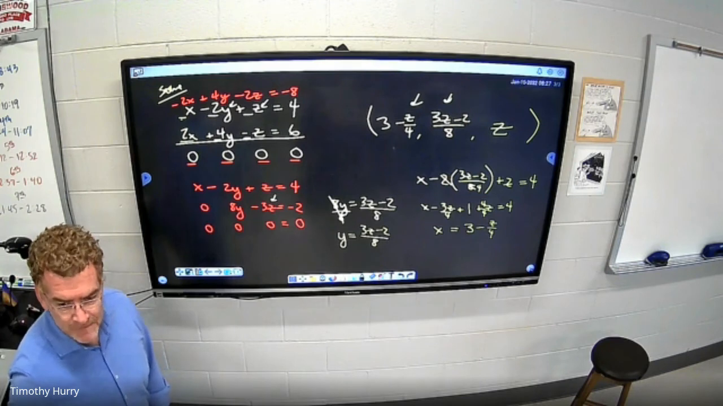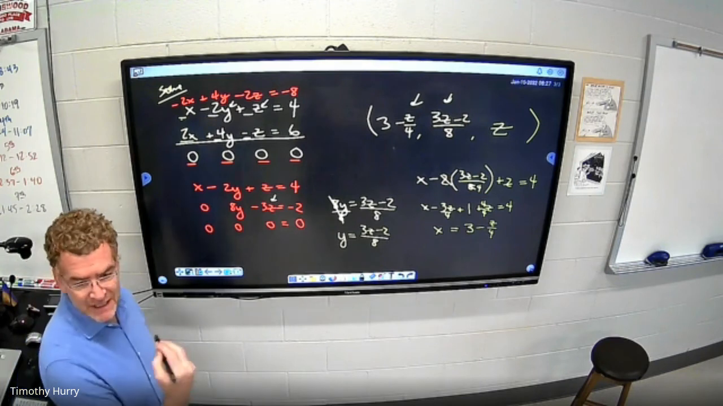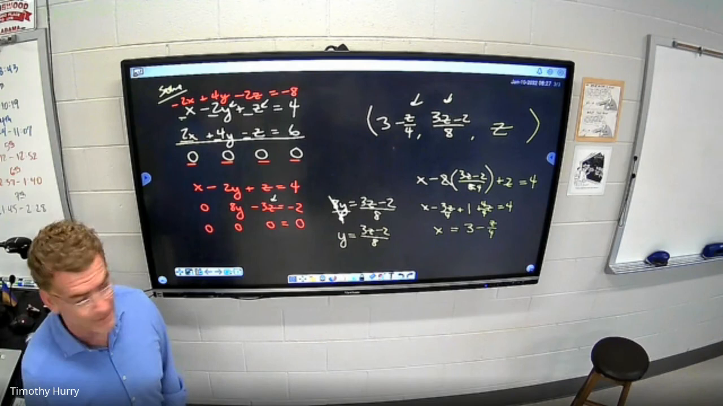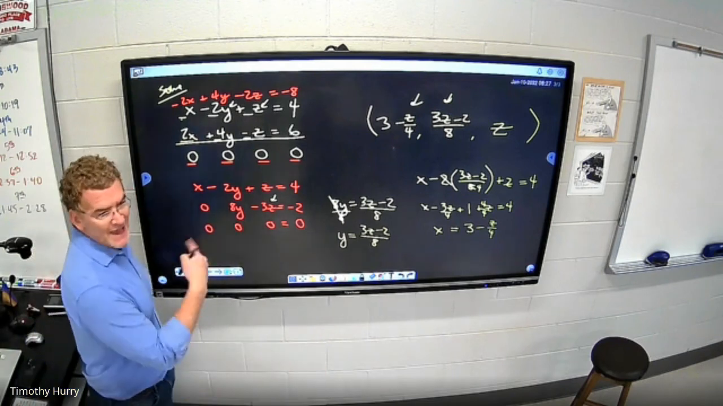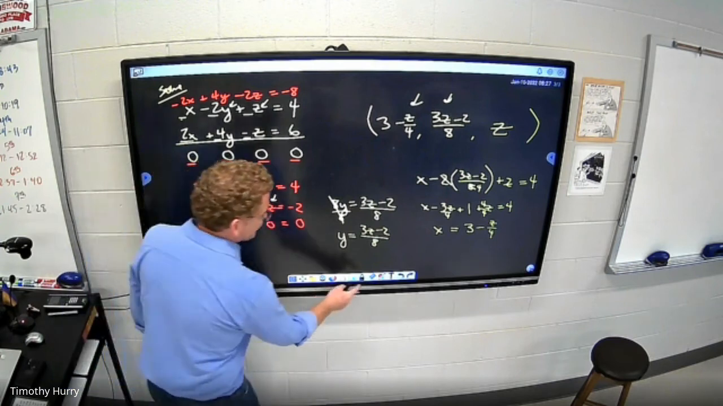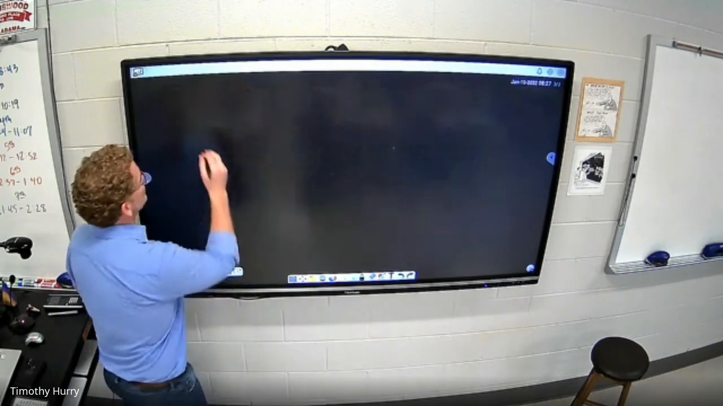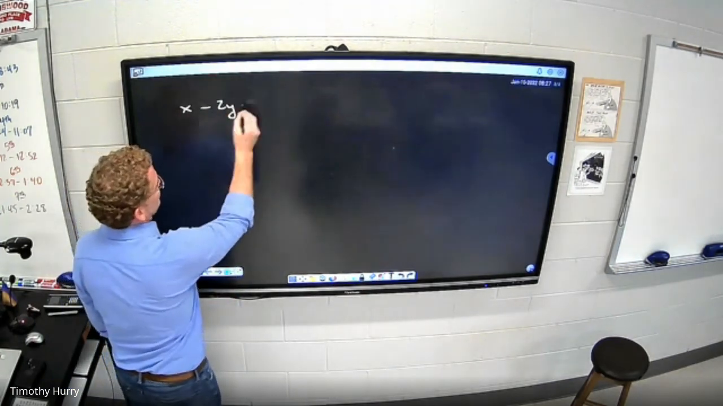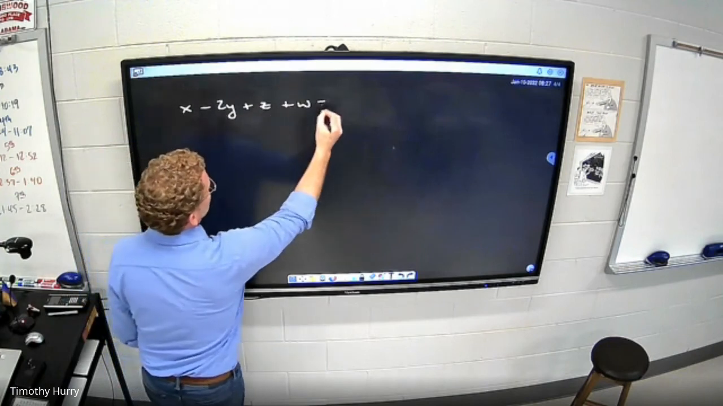Y'all with me? So that is Gaussian elimination on a 3-variable system. Now, what do you think you do if you have x, y, z's, and w's? So hypothetically, what would you do if I had something like this? And we're not gonna solve this.